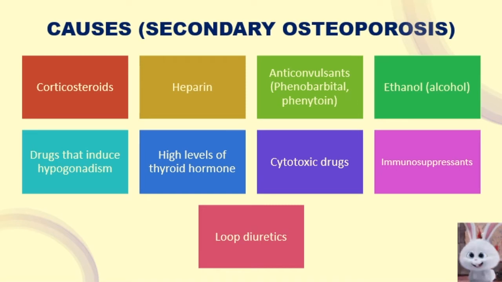Then we have drugs that induce hypogonadism. So hypogonadism will again lead to the decrease of your estrogen and testosterone. High levels of thyroid hormone, especially if we're talking about your patients who have hyperthyroidism or your patients with hypothyroidism and managed with thyroid replacement therapy. Then your cytotoxic drugs, drugs that are used for cancer management. Then your immunosuppressants and also your loop diuretics. For the loop diuretics class, it will be related to the excretion of calcium.